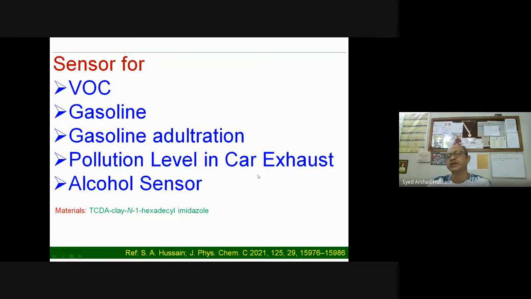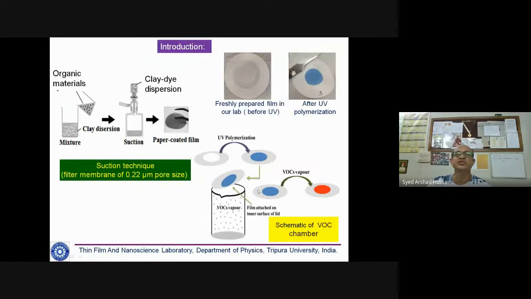Nowadays we take our car to different pollution check centers. They measure the pollution level of our car, but we have designed systems by which we can have an idea about the pollution level in the car exhaust. We also designed alcohol sensors.